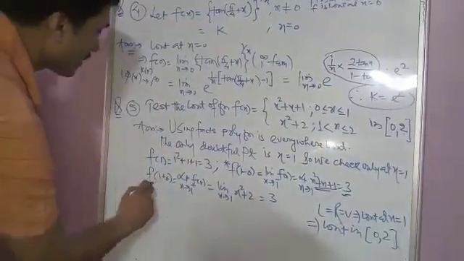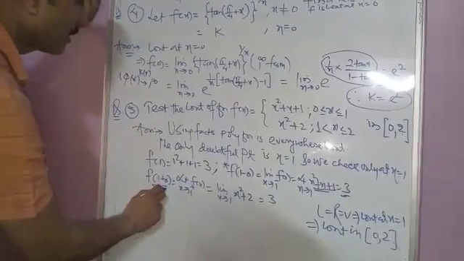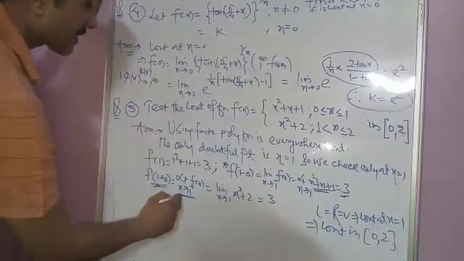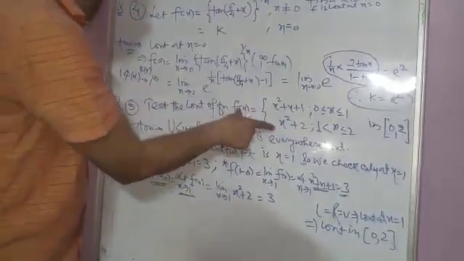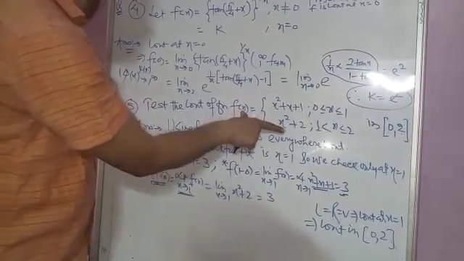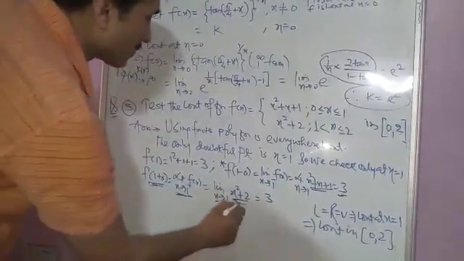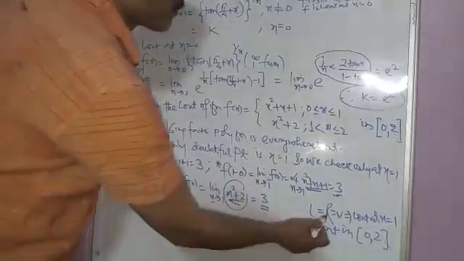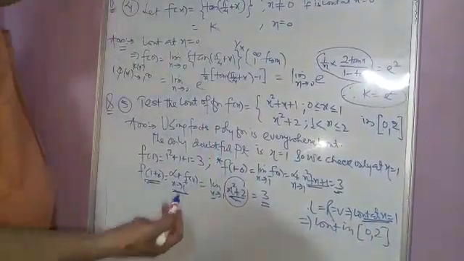Similarly, f of 1 plus 0, the right hand limit of the function at 1, limit of f(x) as x tends to 1 plus, means x greater than 1. So we take the expression of f(x) for x greater than 1, which is x square plus 2. X equal to 1 after substitution will give the answer 3. So L equals R equals V, continuous at x equal to 1.